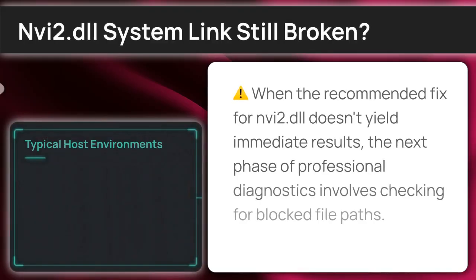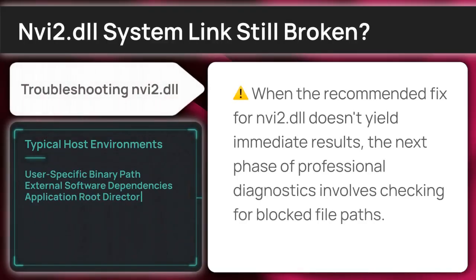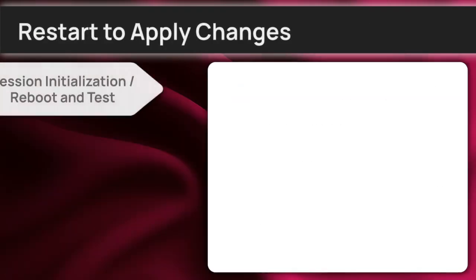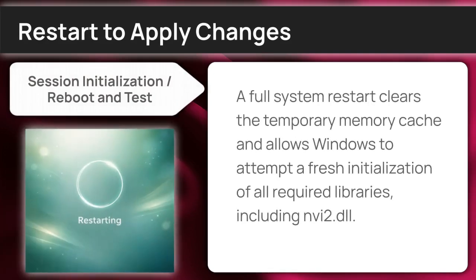In cases where the official installer remains ineffective, we must escalate to a manual review of your system's active runtime state. A quick reboot can determine if the error is transient. While it won't fix a deleted file, it can re-establish the connection between your software and the NVI2 module file if the path was temporarily busy.